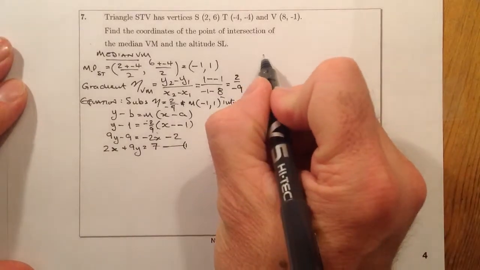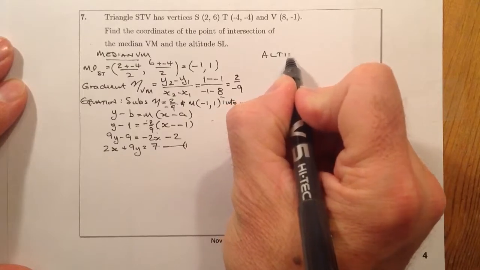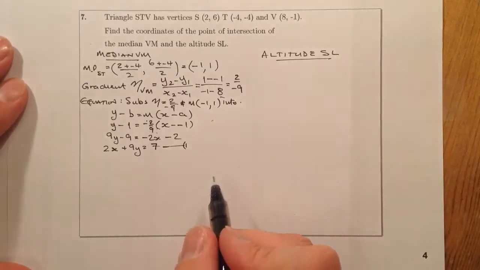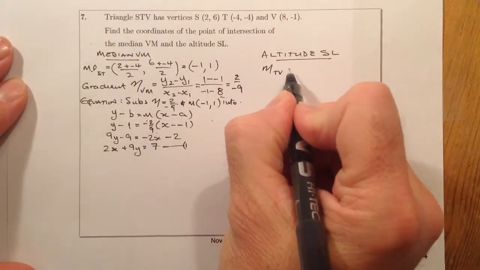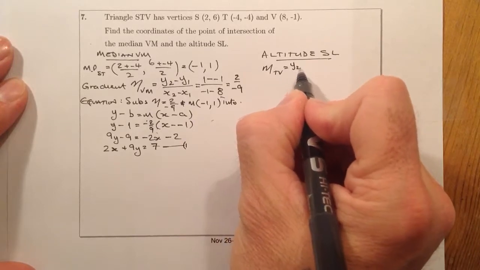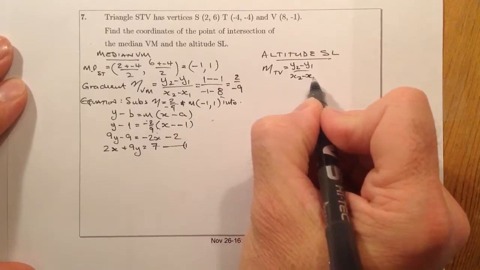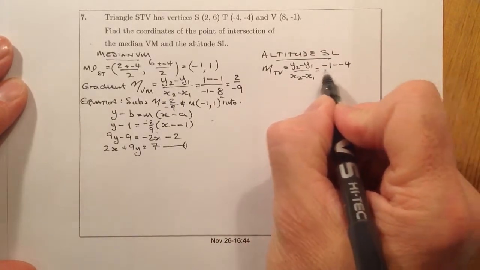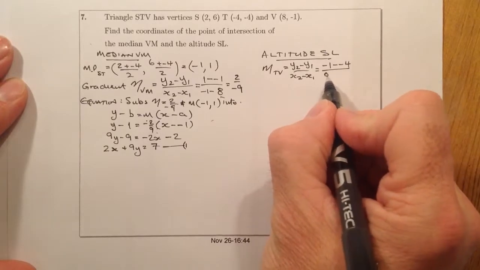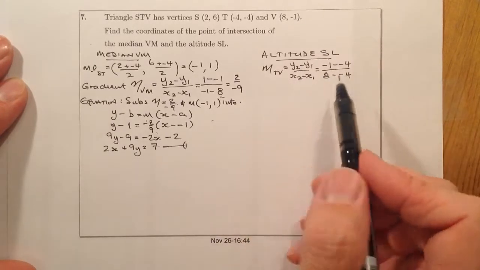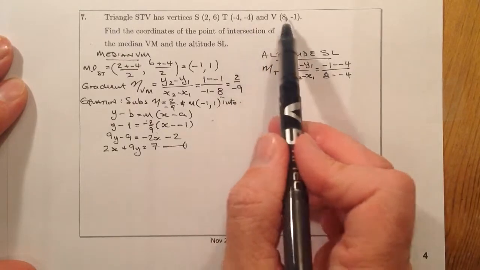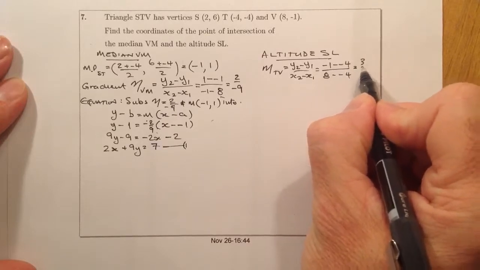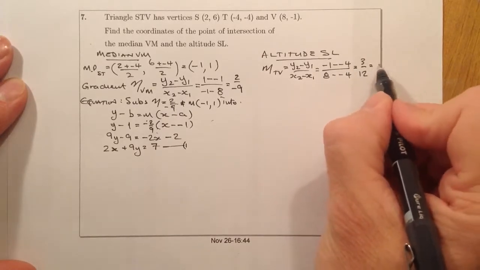Right, we're working out the altitude, so I'll work out the altitude on this side. And the altitude is SL that we're going to work out. So first thing, I'll get the gradient of the line TV. I'll use y2 minus y1 all over x2 minus x1 for that one. I'll substitute my points in, so it'll be minus 1, 4, all over 8, minus 4. Okay, so just the points T and V, these 2 points here that I'm using. From there, I should get an answer of 3 over 12, which would simplify down just to 1/4.